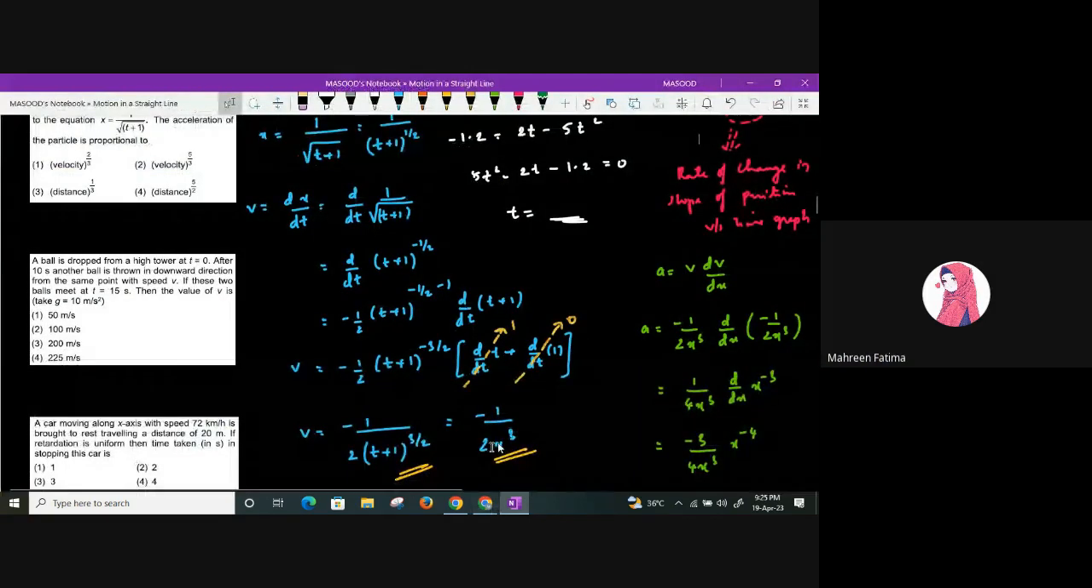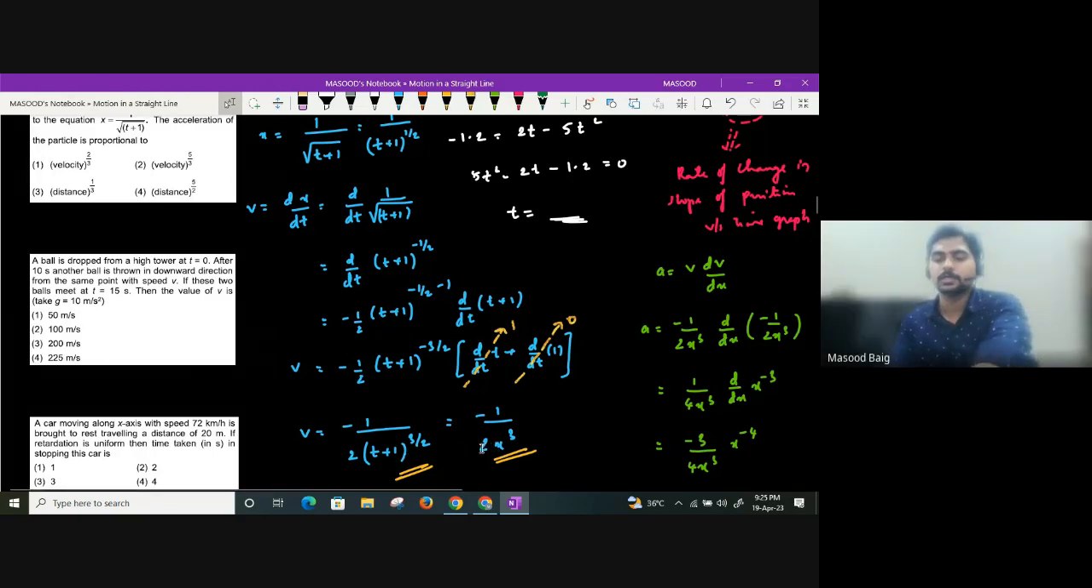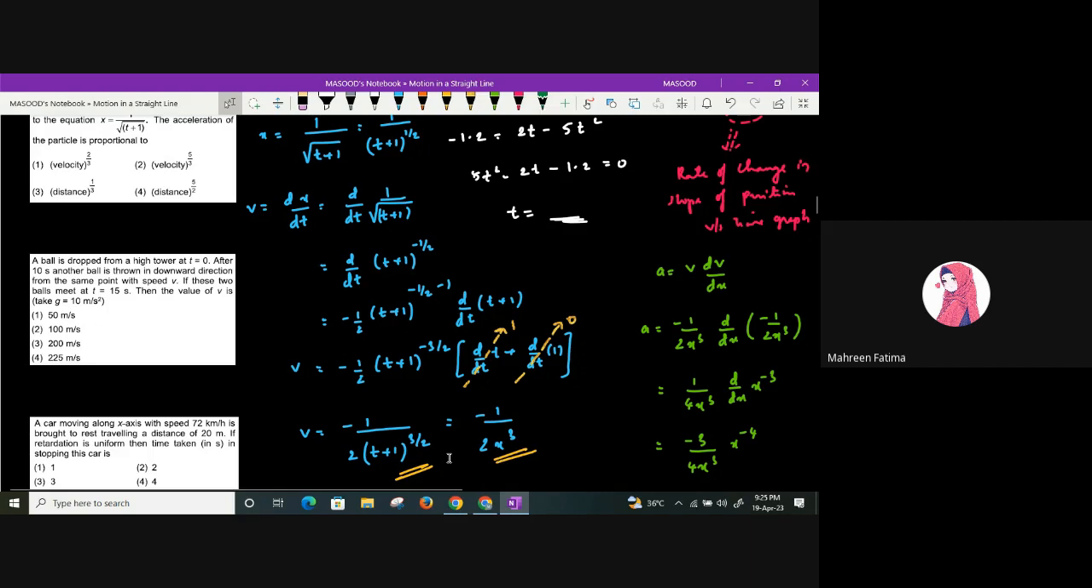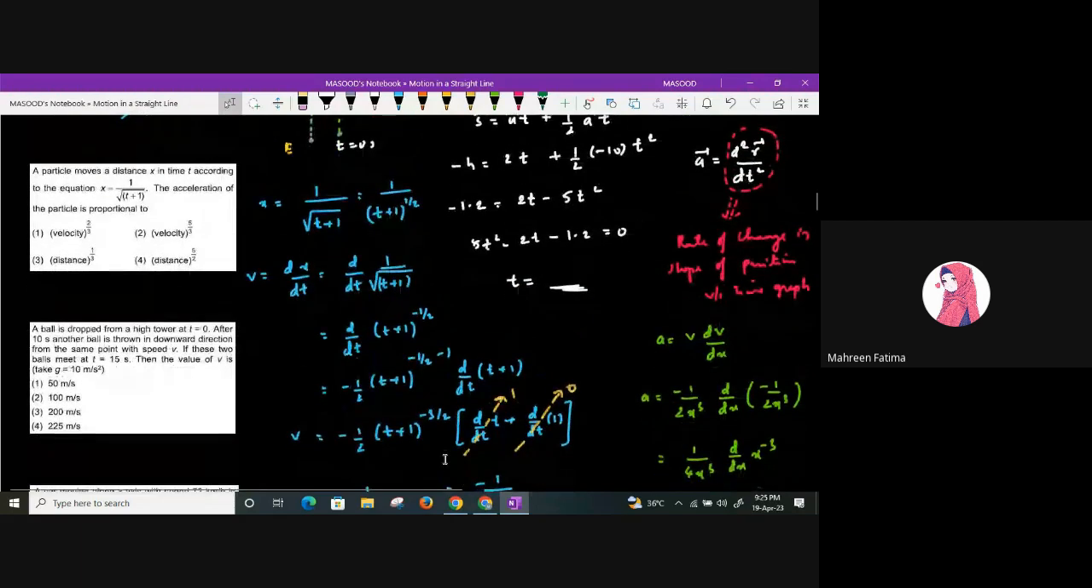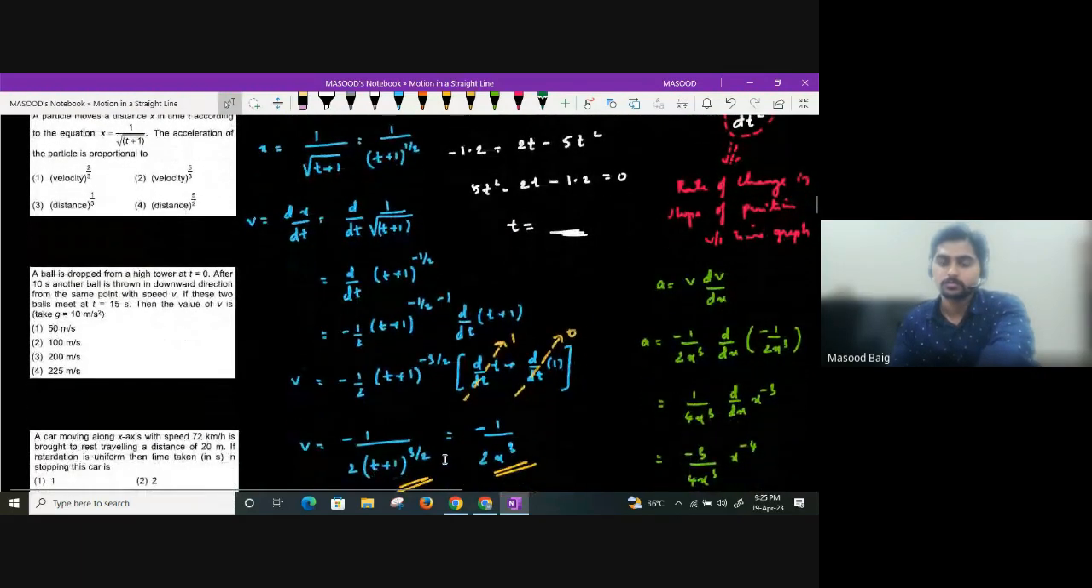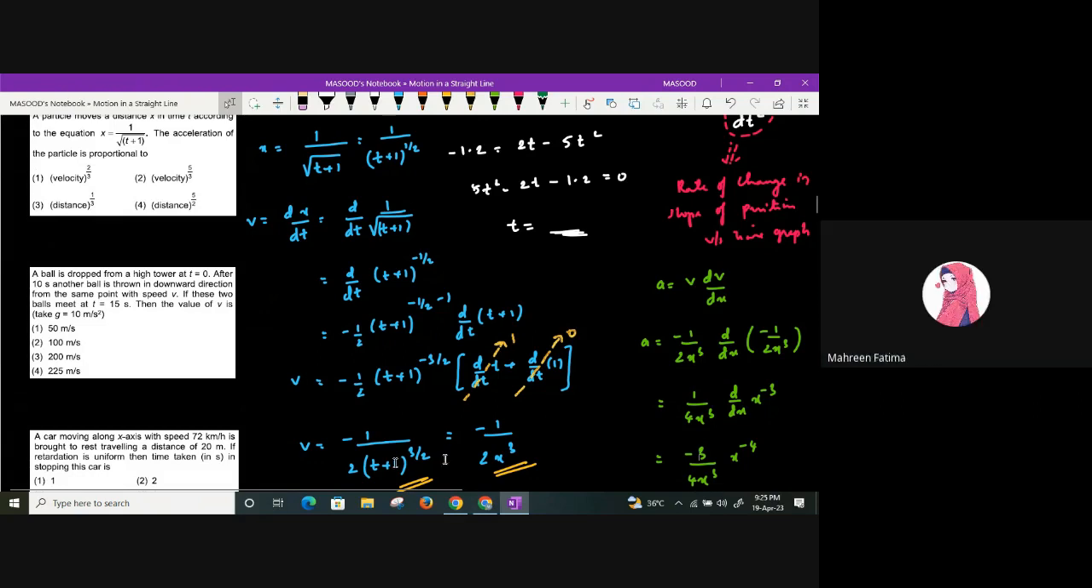Shouldn't it be half into x cube? Where is it, at the velocity? Okay, leave the half, we are taking proportionality. Where are you saying? Yes, sir. No, already x cube will be in the numerator. 1 by t power 1 by 2 we got, no? This is root over t plus 1. Root over t plus 1 will be x, sir, 1 by x. Okay.